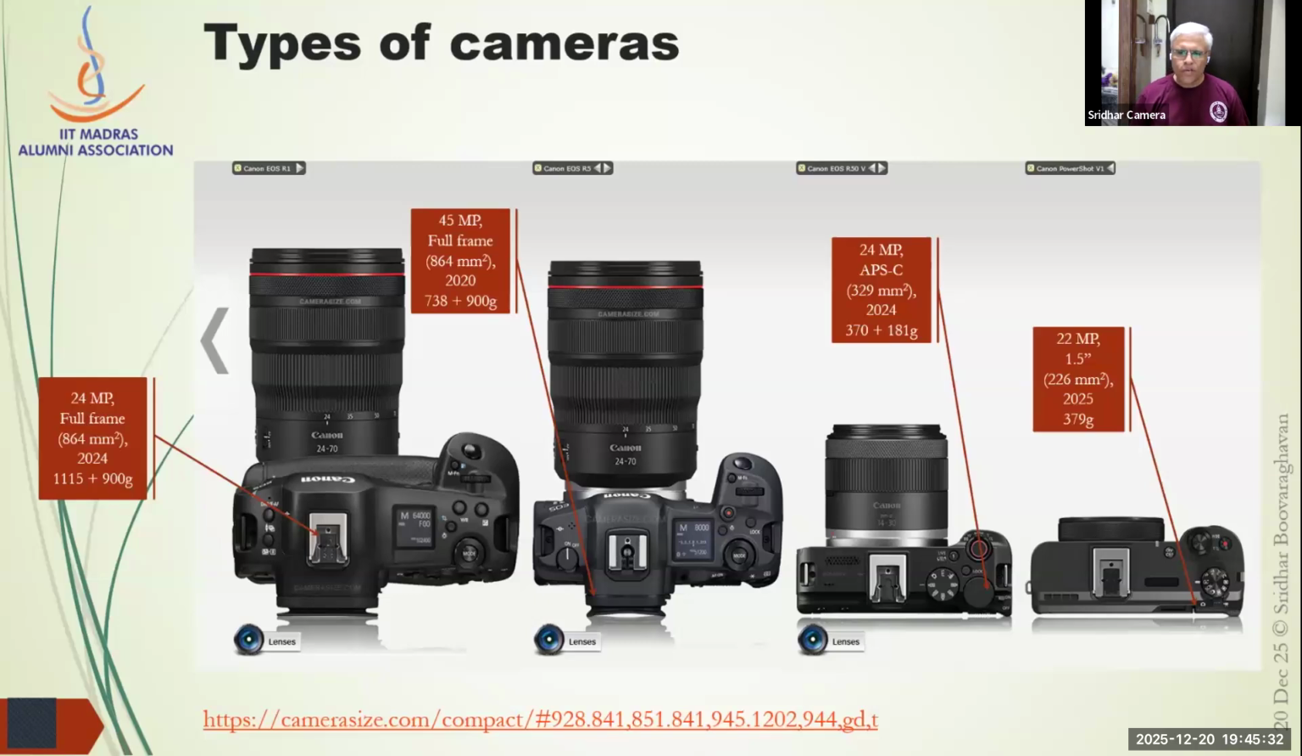Now let's look at what we call an APS-C camera. An APS-C camera has a smaller sensor, about 1/6 the diagonal size of the full frame camera. The area of the sensor is 329 square millimeters. So compare 864 to 329. That is how much smaller the APS-C sensor is. You can see that the camera weighs 370 grams and the lens is also much smaller, 181. Now, the rightmost camera is a point and shoot.